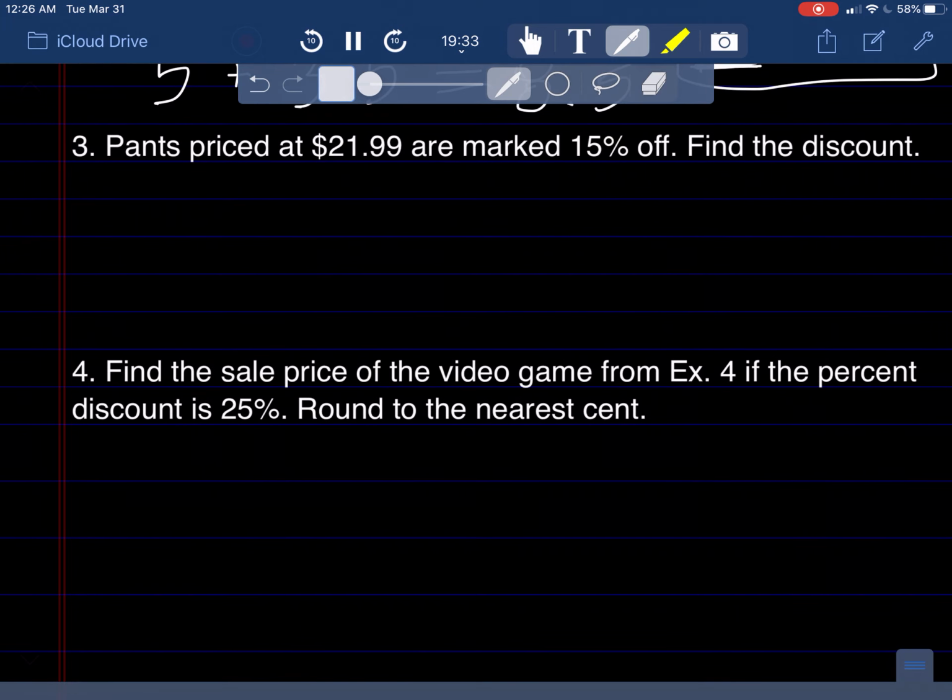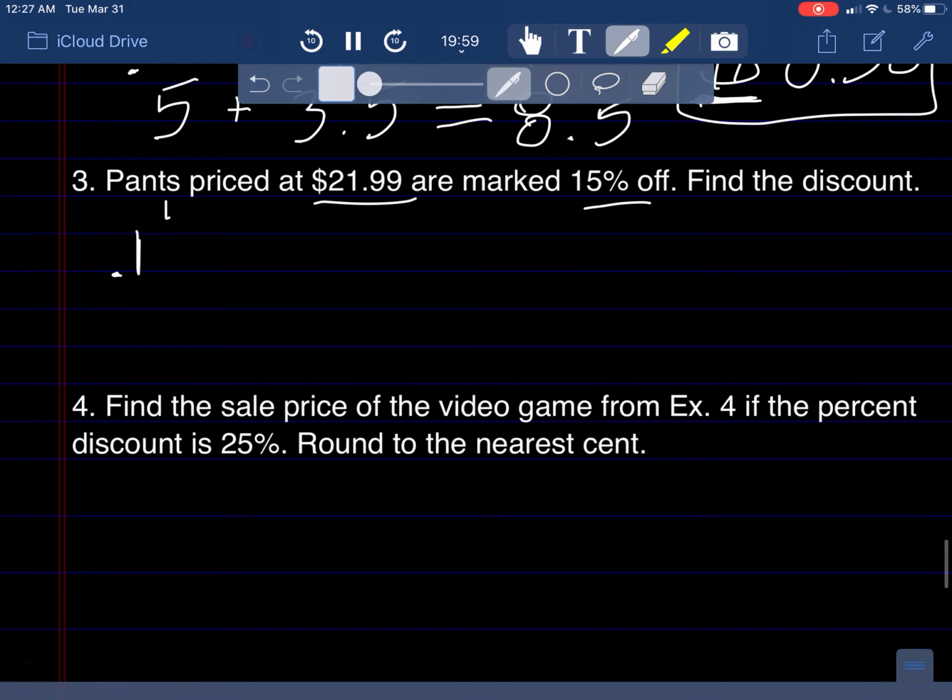All right, so for this next one, example 3, finding the discount. So pants priced at $21.99 are marked 15% off, and we're going to find the discount. So remember, to find the discount, we take the percent of discount times the regular price. So the percent of discount was 15%, so we write that as a decimal, 0.15, and we multiply that times 21.99. Okay, so when you multiply those together, you should have gotten 3.30. Sorry, that decimal is very small.